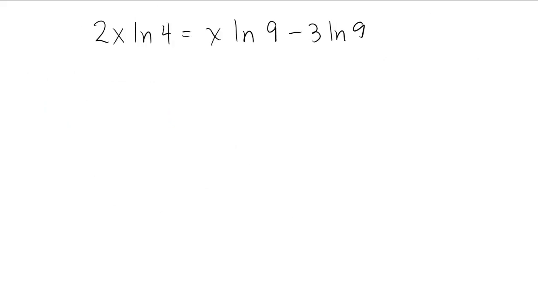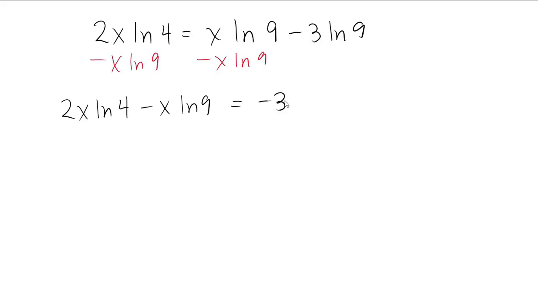Okay, we're attempting to solve this equation for x. This is a linear equation in terms of x, and our strategy for solving linear equations is to get all copies of the variable to one side. So I'm going to subtract x times the natural log of 9 from both sides. On the left, that gives me 2x natural log of 4 minus x natural log of 9, and that's equal to negative 3 times the natural log of 9.